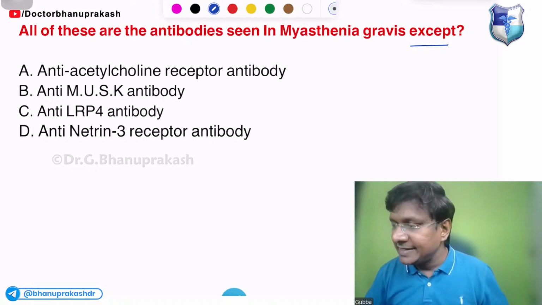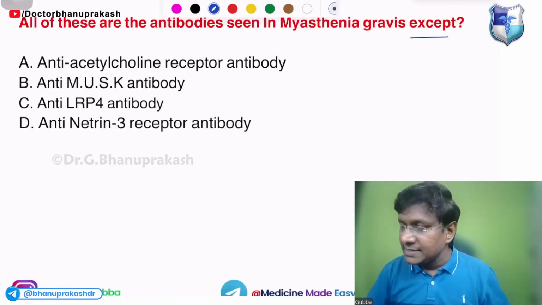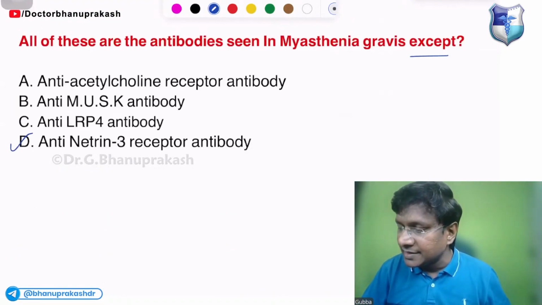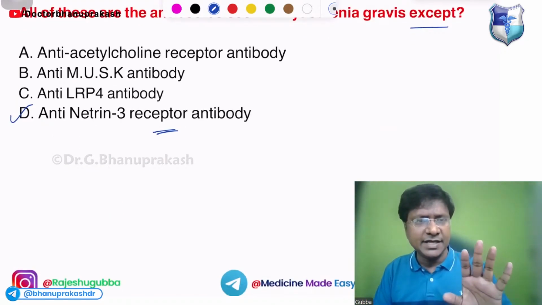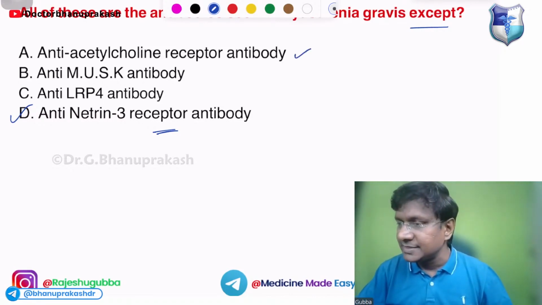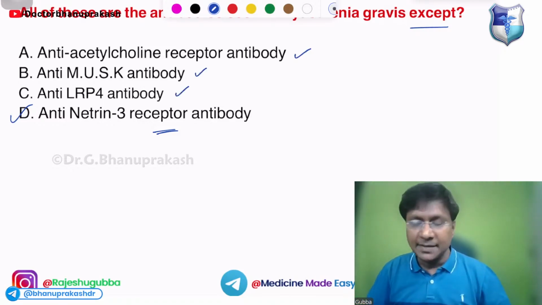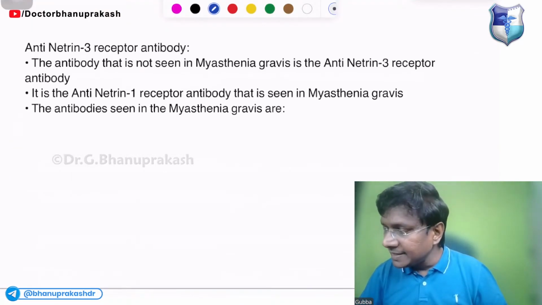So, yes, the antibody which is not seen in case of myasthenia gravis will be the anti-netrin 3 receptor antibody. Now, let me tell you what all they are. Myasthenia gravis is an autoimmune condition where antibodies are formed against the acetylcholine receptors present on the postsynaptic nerve terminal. But in myasthenia gravis, not only anti-acetylcholine receptor antibody, you also have anti-MuSK antibody as well as anti-LRP4 antibodies.